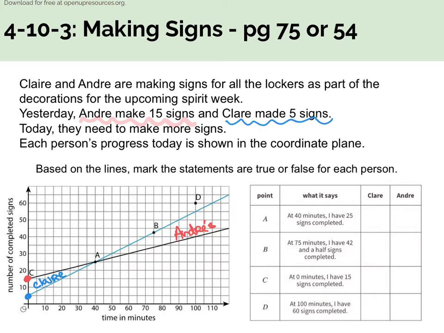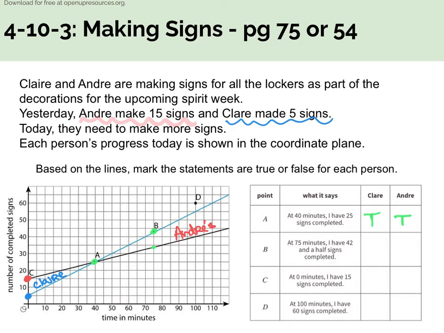All right, let's look at A. At 40 minutes, I have 25 signs completed. I'm going to put this in a different color. At 40, we have here. Do we have 25 signs completed for both? Claire, that's the blue line. Yeah, that's true. Andre, that's the black line. That's also true.